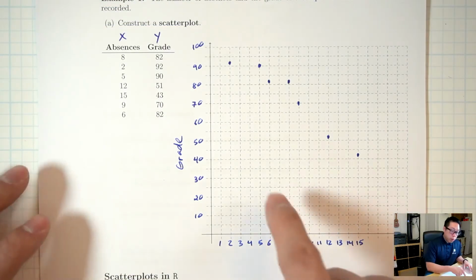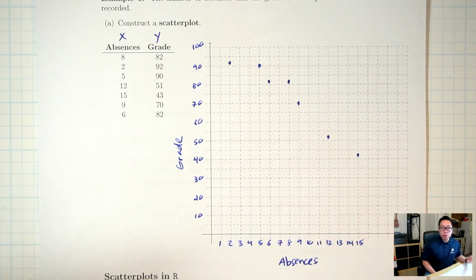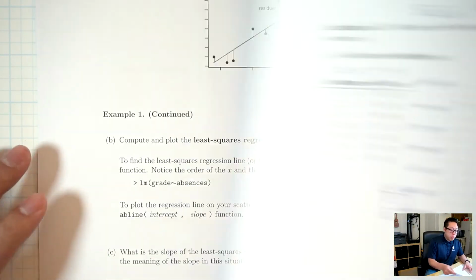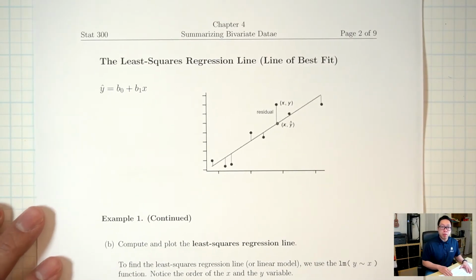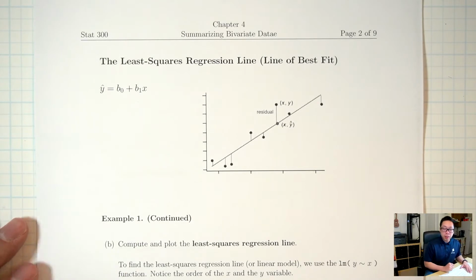Notice that in our hand-drawn scatter plot, and also the one that's drawn in R, the points line up almost on a line. So when that happens, we want to draw the least squares regression line, or the line of best fit. This is basically just the line that's closest to all of the points.